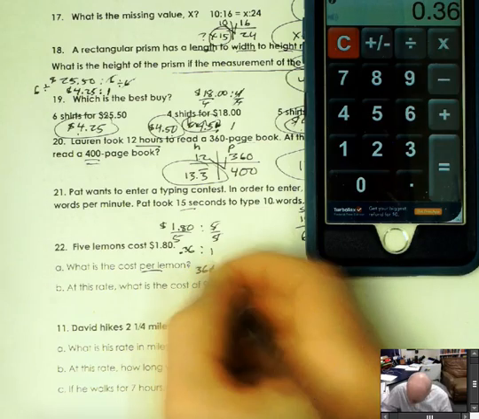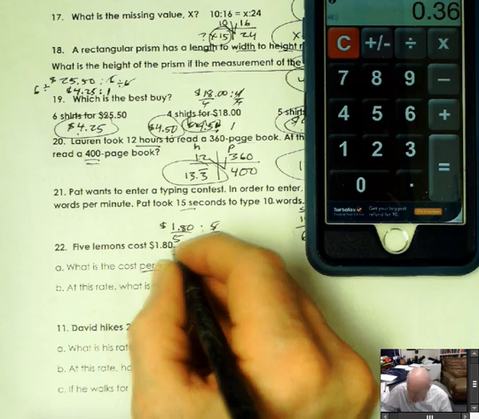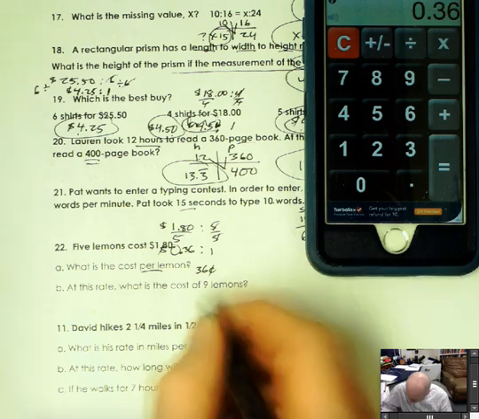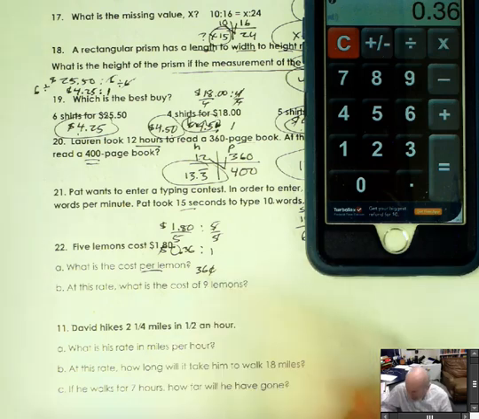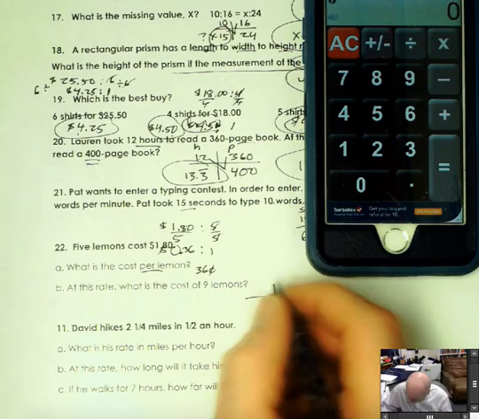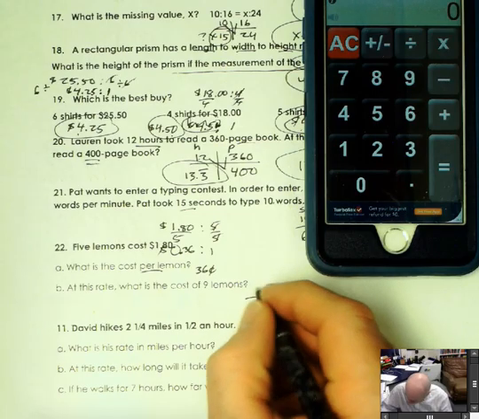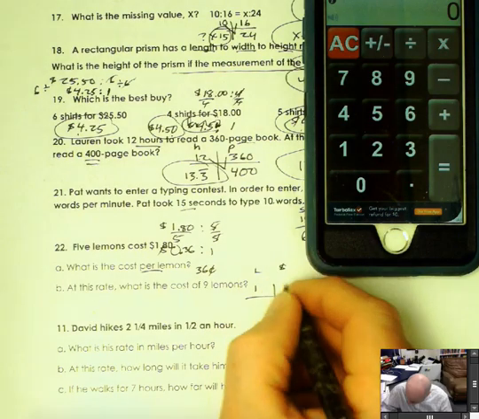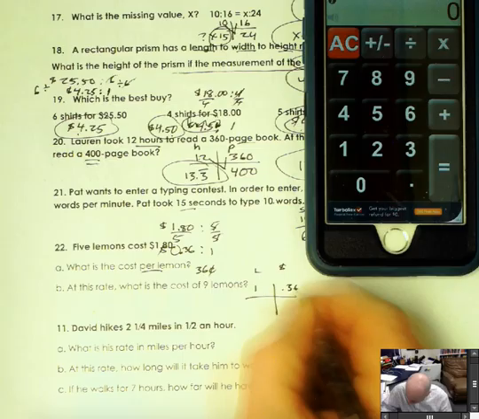Take a look at it. If I put a 0 and a dollar sign, it would be $0.36. So at this rate, what is the cost of 9 lemons? Now you could just multiply this by 9 if you want. I'm going to do it with the box because I kind of dig the box. So if 1 lemon, we'll go lemons and dollars here. If 1 lemon costs 36 cents, we want to know how much 9 of them are going to cost.